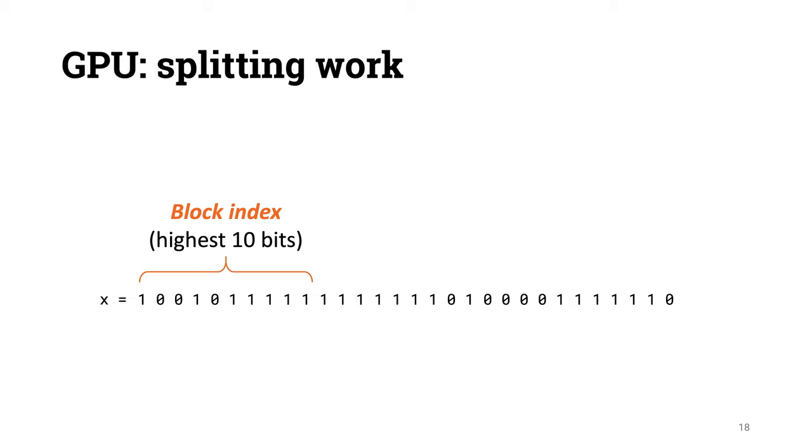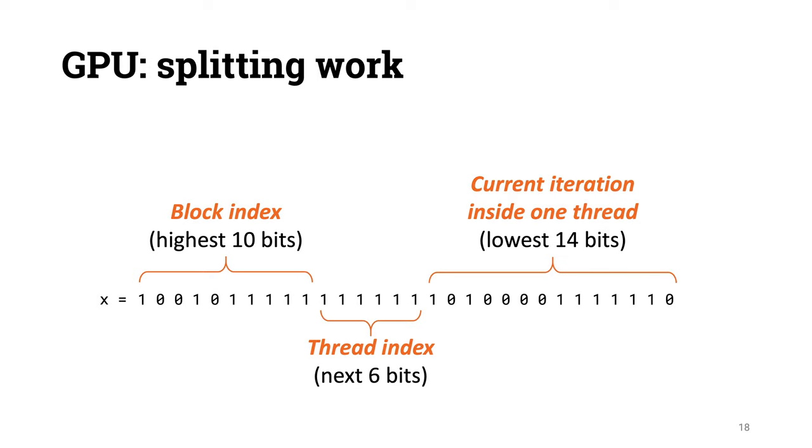The block index represents the highest 10 bits. So for instance, the first block is responsible for checking all cases in which the highest 10 bits are zeros, and the last block is responsible for checking all cases in which the highest 10 bits are ones. The thread index represents the next 6 bits. So for instance, the first thread of the first block will be responsible for checking all cases in which the highest 16 bits are zeros. So for each thread, 16 highest bits are fixed to some values, and it only needs to go through all possible ways to set the lowest 14 bits.